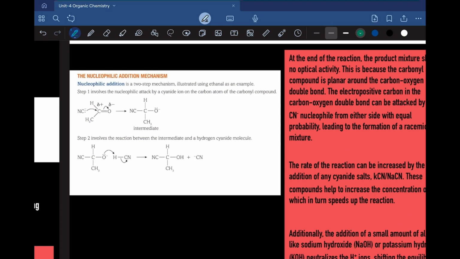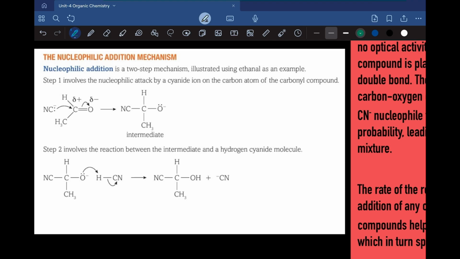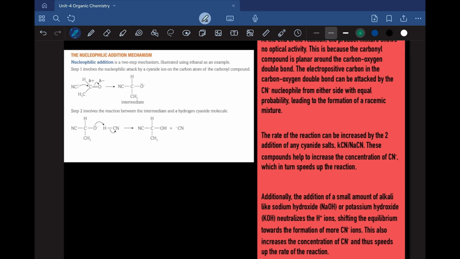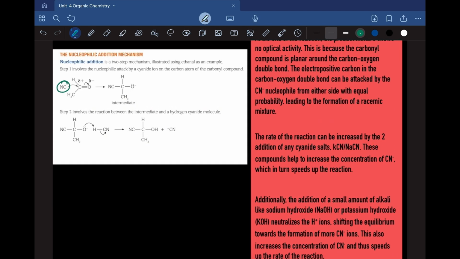So basically we know here this carbon is positively charged and this oxygen is negatively charged. So basically what will happen is this CN- nucleophile will be attacking this electropositive carbon atom from both the sides actually. Though it has been shown from the left hand side, it will actually be able to attack the electropositive carbon atom from either side, both the left hand side and the right hand side.